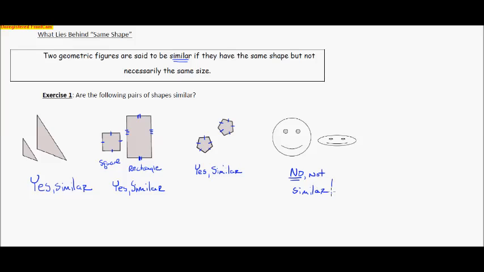Alrighty, so pretty straightforward so far. This is the new term we're adding in right now. We're going to add another one in a minute here, but for two things to be similar, they have to have the same shape, but not necessarily the same size. Alright, so let me switch over to the next example here.